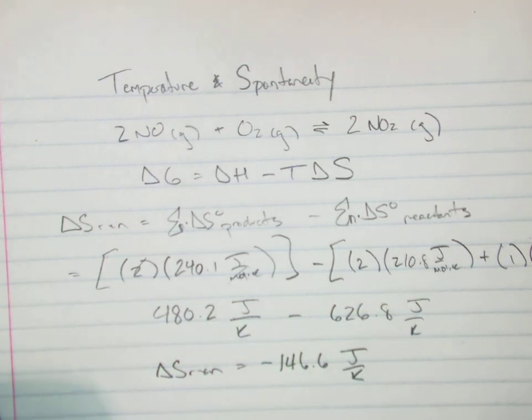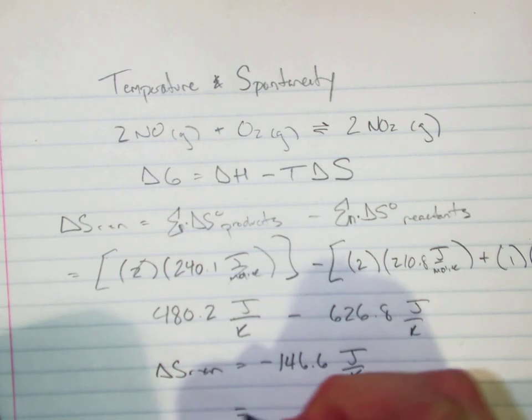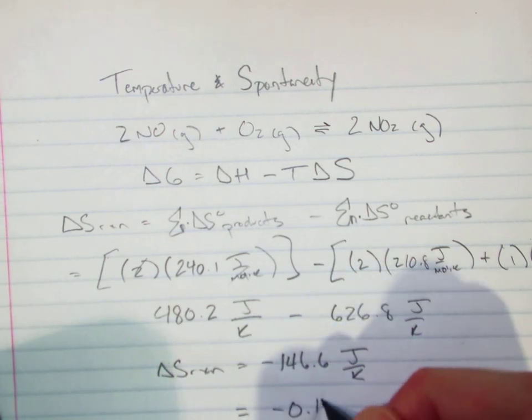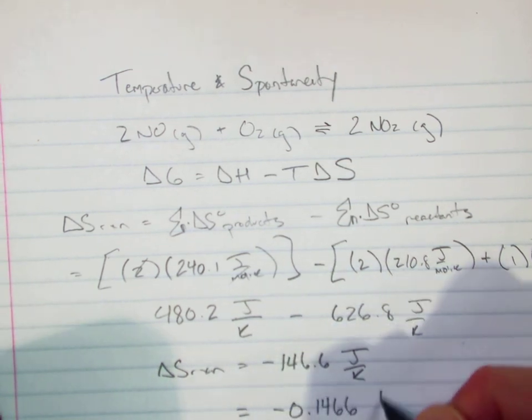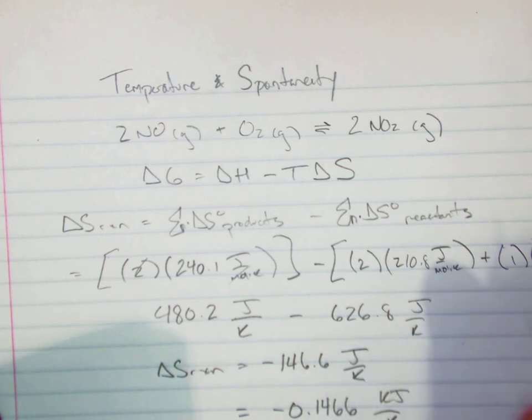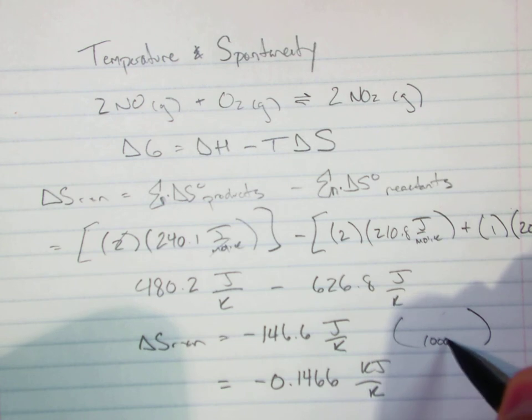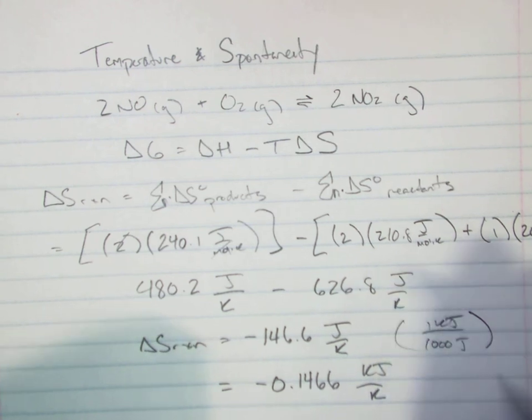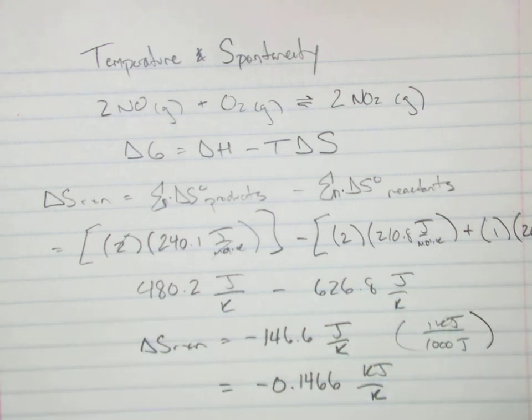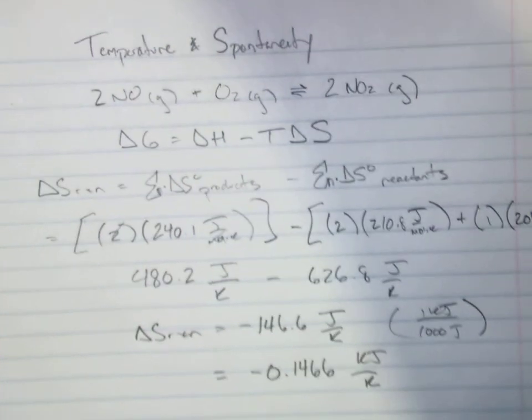I'm going to be wanting to work in kilojoules later on, so I'm going to go ahead and convert that right now because I know my enthalpy information and my Gibbs information is typically in kilojoules. So dividing that by 1,000, equal to negative 0.1466 kilojoules per Kelvin, keeping my conversion over here of 1,000 joules to 1 kilojoule. So that's the delta S for my reaction.